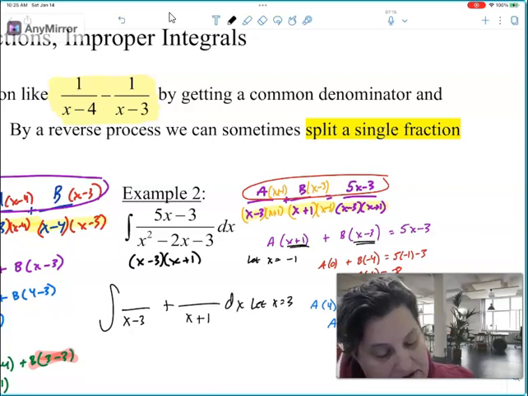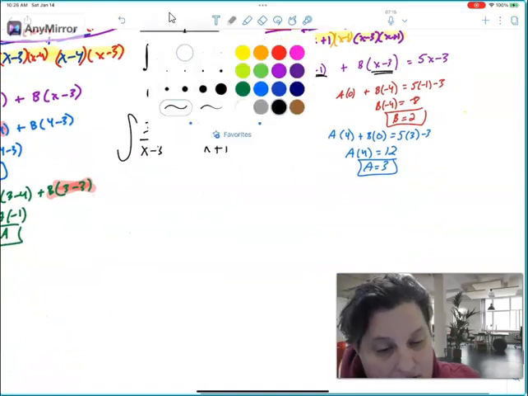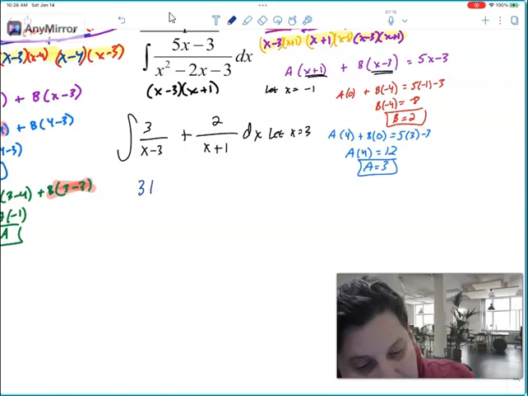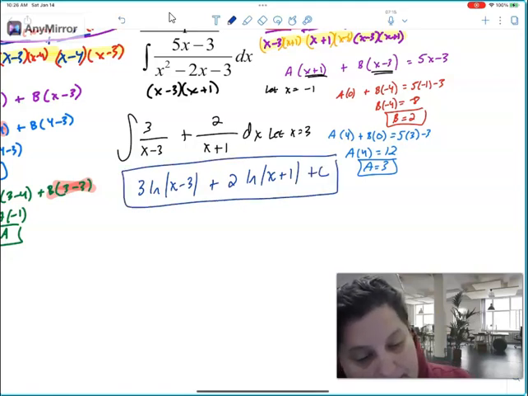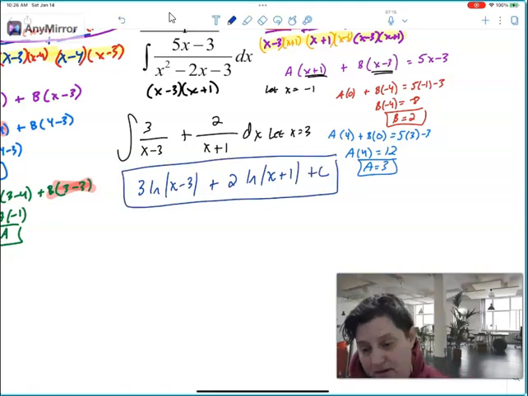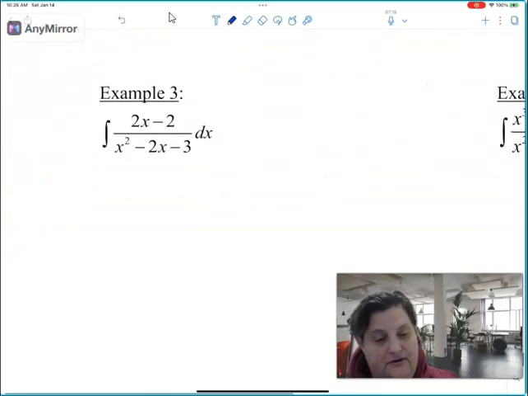Okay? So I can rewrite now my integral as, this one was x minus 3, this one was x plus 1. And A was 3, that was the number above here. And B is 2. And now, you guys, the integral is actually pretty easy. Okay? Because it's 3 ln of that and 2 ln of that. Okay, nice. Let's go down here.